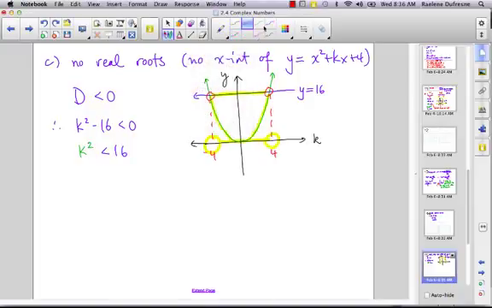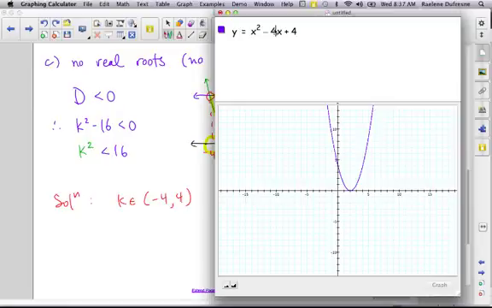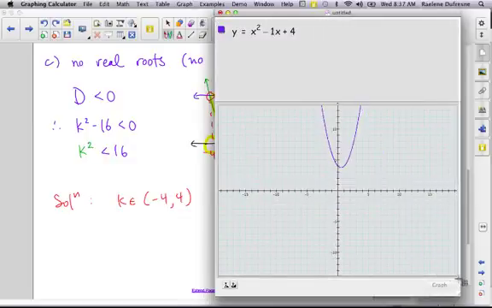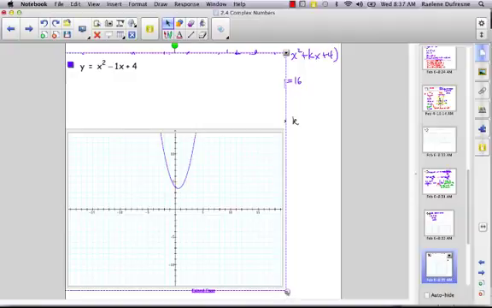So our solution is k is contained from -4 to +4, not inclusive. And we'll just draw a quick sketch. If I choose a k value in between -4 and +4, let's choose -1, then in fact we have no x-intercepts of this graph. And therefore no x-intercepts means no real roots. So we only have complex roots here.